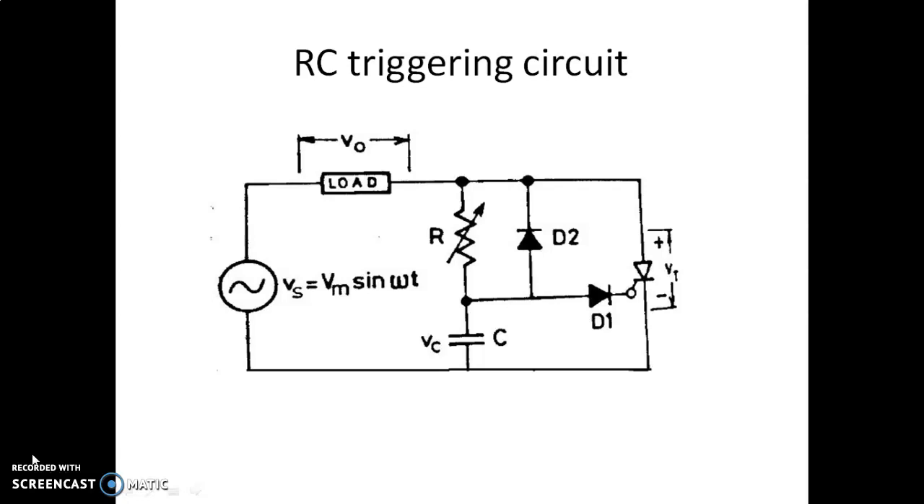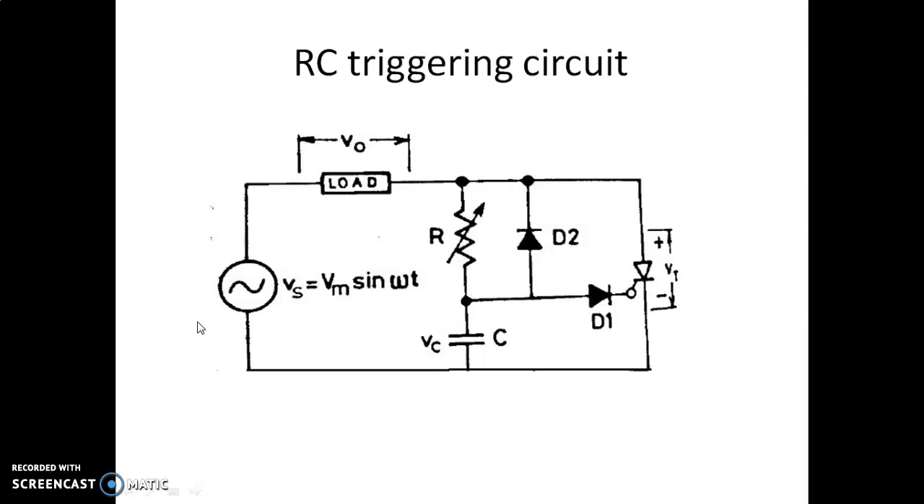Good morning everyone. Our next topic is RC triggering circuit. In the last class we discussed R triggering circuit, that is resistance triggering circuit. The firing angle was between 0 to 90 degree. And here in case of RC firing circuit, we will get a firing angle in the range 0 to 180 degree. In this circuit, you can see a resistor in series with a capacitor that is kept in parallel with the thyristor.